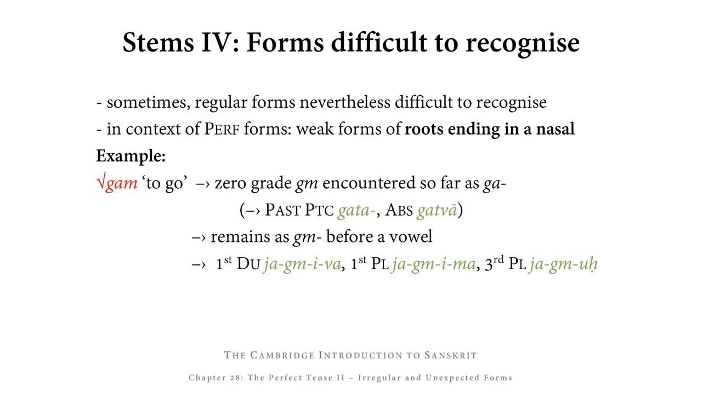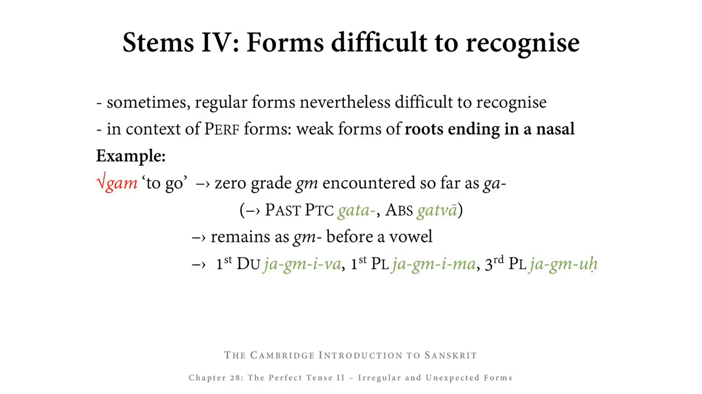Finally, there are some instances of verbal roots appearing completely regularly, following the normal rules, but nevertheless being difficult to recognize. And that's what we get with roots that end in a nasal. So let's look at those. When a root such as gam, to go, is employed in the perfect, we find it sometimes in guṇa. So for example, first singular jagama. We sometimes find it in vṛddhi, third singular jagāma.